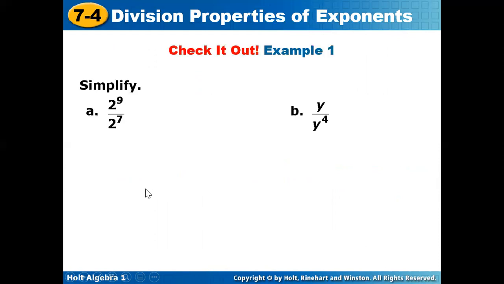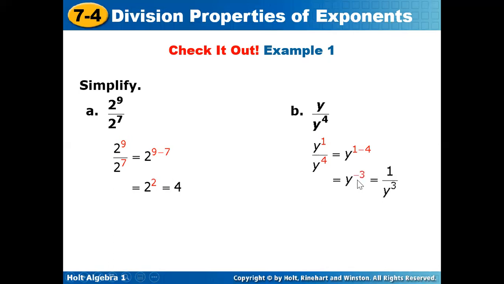All right, continuing along the same path. Try these on your own and then come back. All right, here we go. 9 minus 7, 2 squared equals 4. Here we have 1 minus 4. It's negative 3, so we have to drop it down. 1 over y to the 3rd because you want your exponents positive.